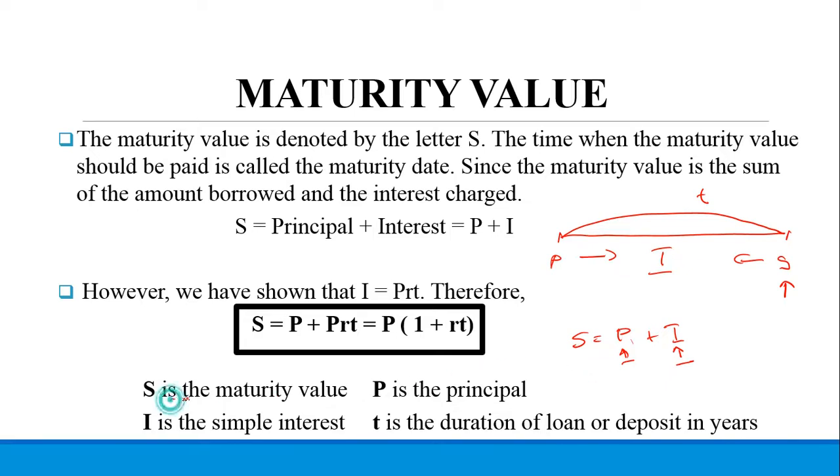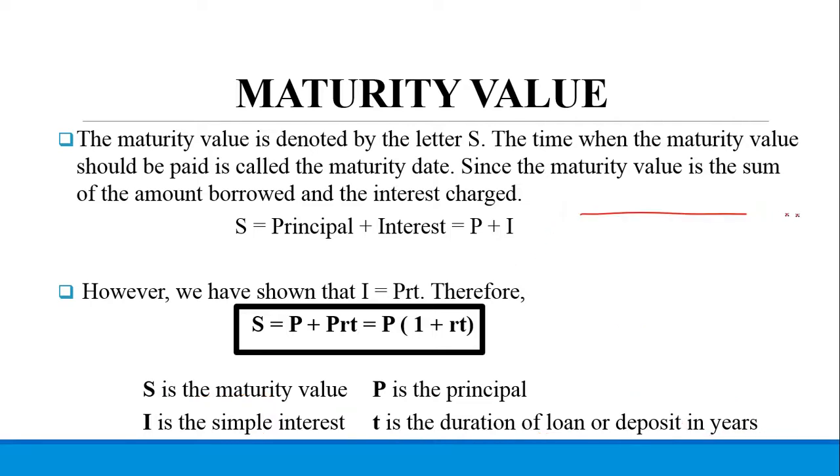S is the maturity value, P is the principal, or the amount you pinjam. You pinjam berapa adalah P. I is the simple interest, the interest yang you dikenakan, interest that will be charged during that time. And T is the duration of loan or deposit, which must be in years.